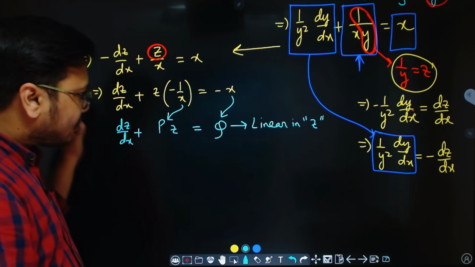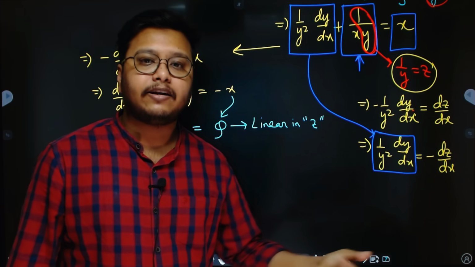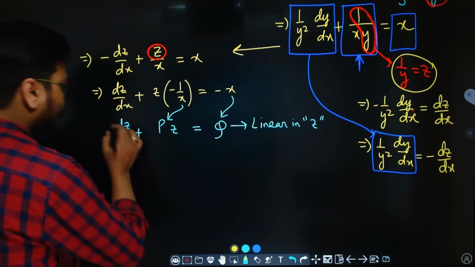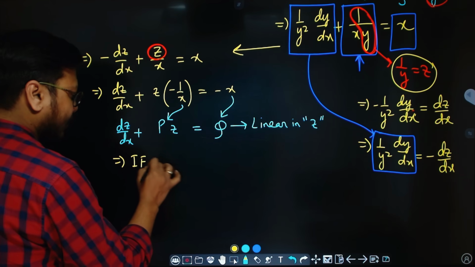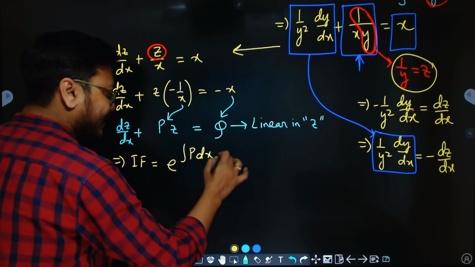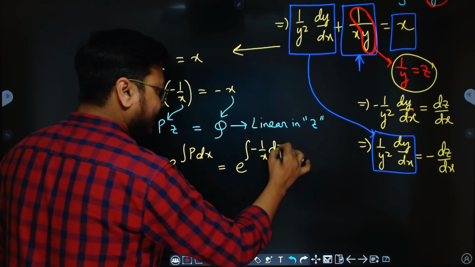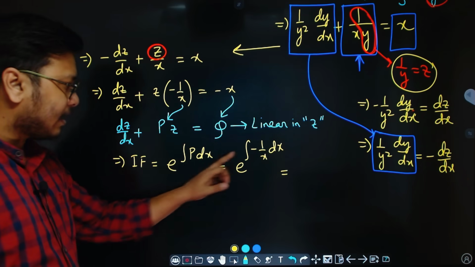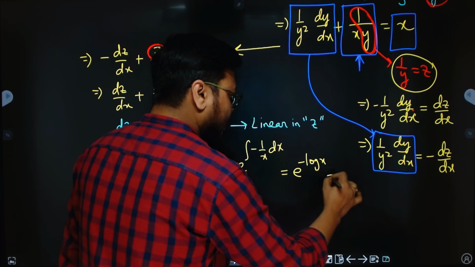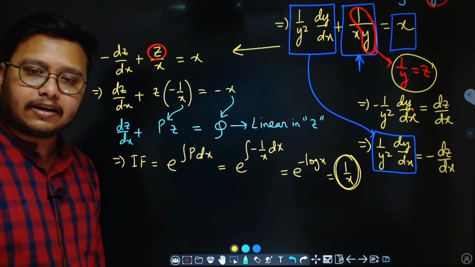So the substitution has made the Bernoulli's equation a linear differential equation. Now we already know how to solve a linear differential equation. What we can do is we need to find the integrating factor. That's going to be e to the power integration p, and p is a function of x, so p dx. So e to the power integration minus 1 by x dx, and that's going to become minus log x. E to the power minus log x, so that's going to become simply 1 upon x. So this is our integrating factor.